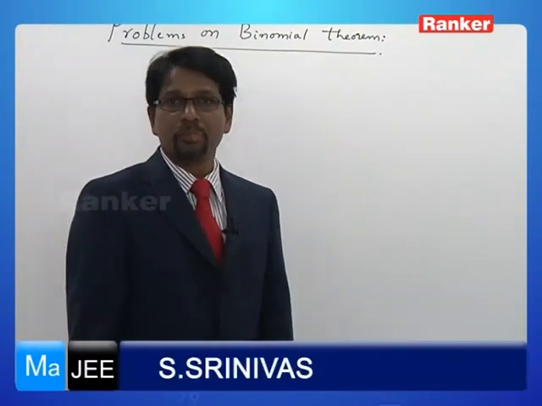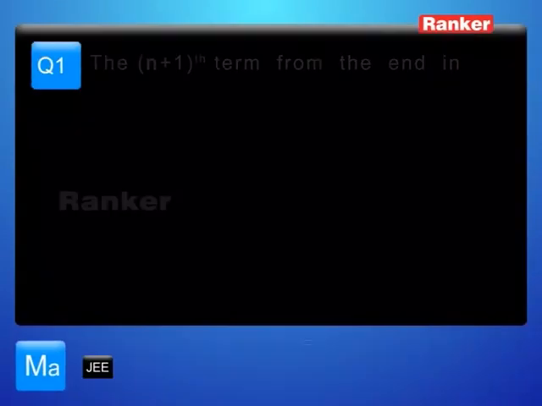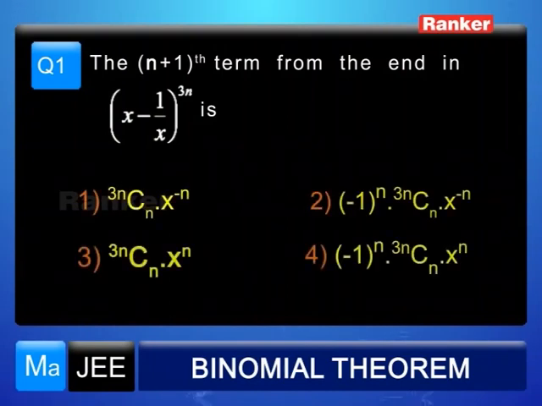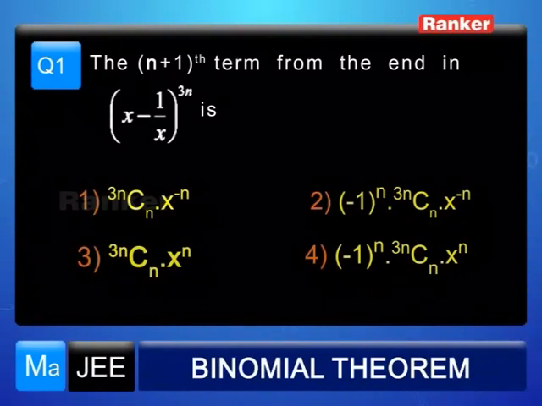So let's look at some problems on binomial theorem. The first one goes like this. The n plus 1 term from the end in the expansion of x minus 1 by x raised to the power 3n is: 3n cn x power minus n; minus 1 power n 3n cn x power minus n; 3n cn x power n; fourth option, minus 1 power n into 3n cn x power n.